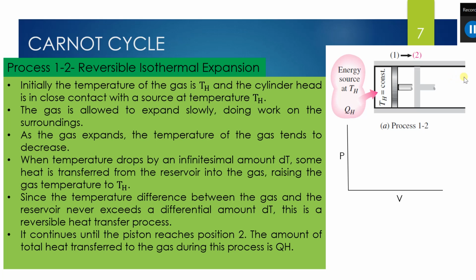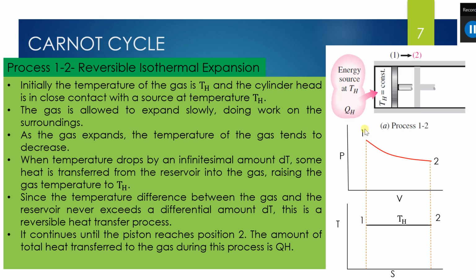Let's see how the PV diagram of this looks. Here, as already said, this is the pressure volume diagram, and from state 1 to state 2, this is the graph of this constant temperature expansion process. Since it is an expansion, the pressure will drop from P1 to P2, and the volume changes from V1 to V2. And this is the temperature entropy graph, where the temperature of the system remains constant during this process, that is TH.